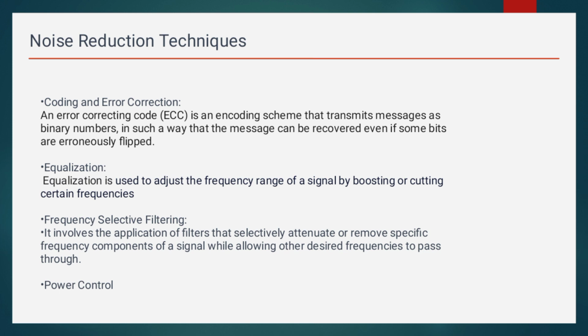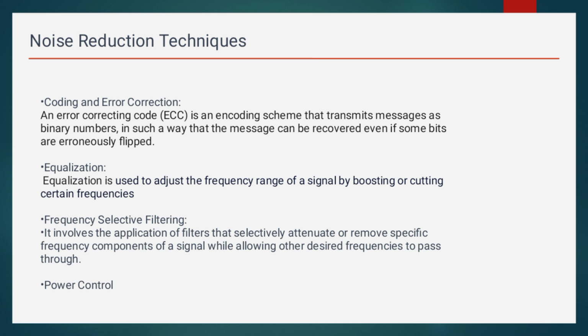The next technique is equalization. Equalization techniques are used to adjust the frequency range of a signal by boosting or cutting certain frequencies. What this means is it is used to compensate for signal distortion caused by the communication channel. This helps in reducing inter-symbol interference and improves the accuracy of signal detection.